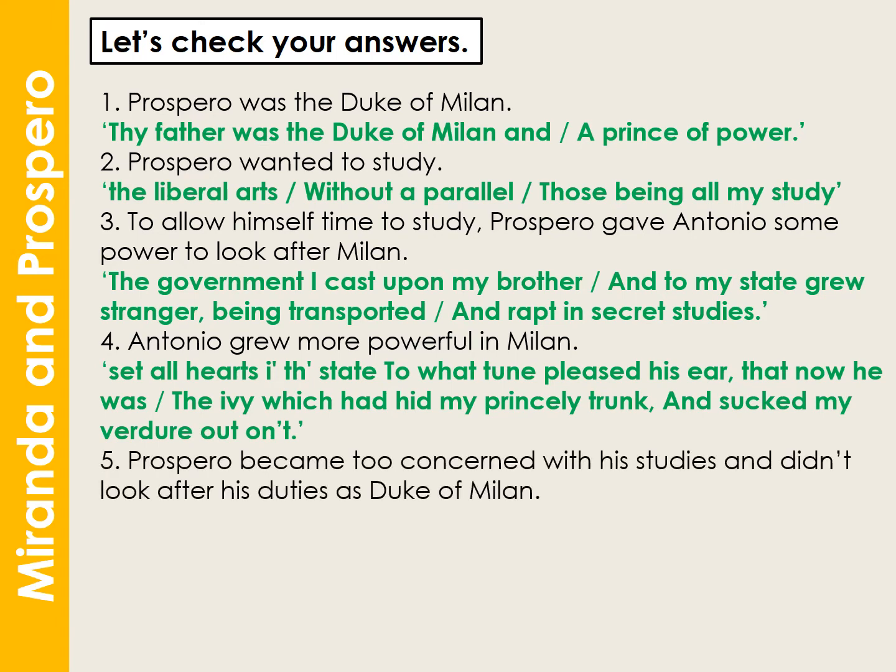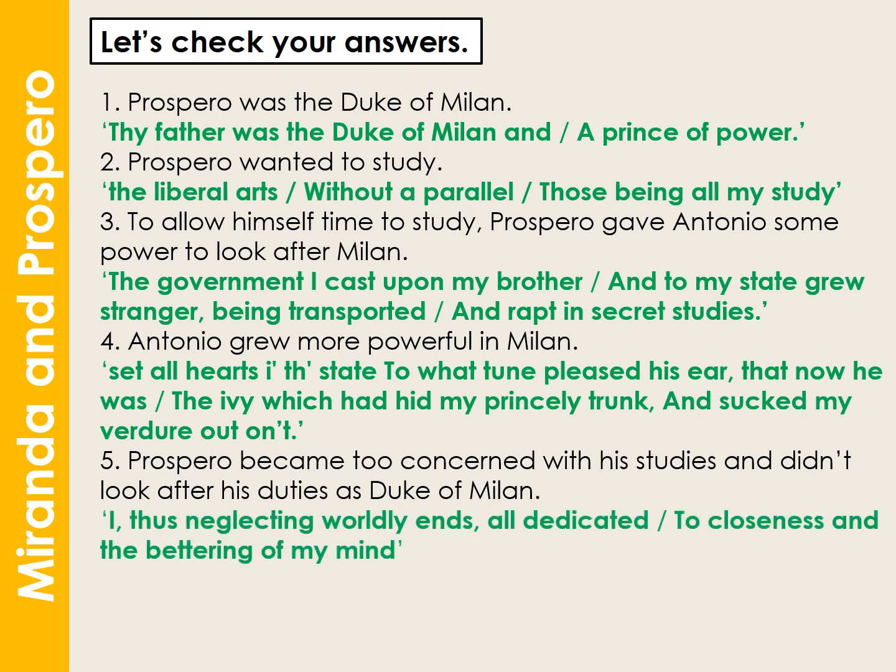Number 5, Prospero became too concerned with his studies and didn't look after his duties as Duke of Milan. You should have underlined this one. "I, thus neglecting worldly ends, all dedicated to closeness and the bettering of my mind." So he neglected his role, his worldly ends, his job, for the bettering of his mind, to make himself cleverer. Learning was more important to him at that time than his role as Duke.